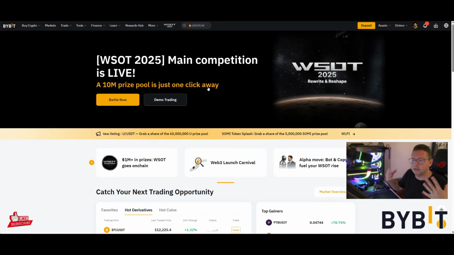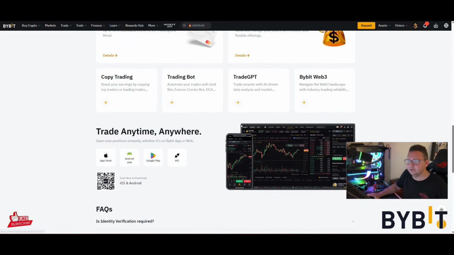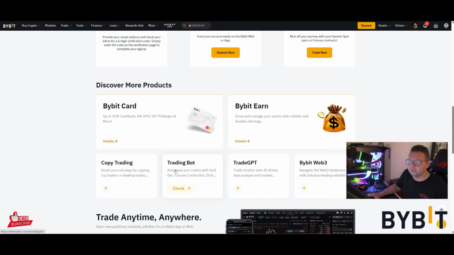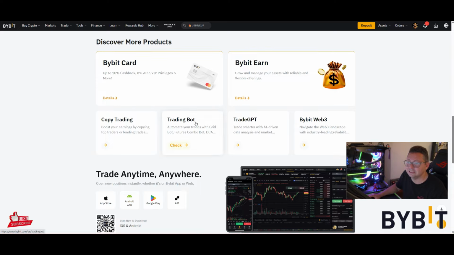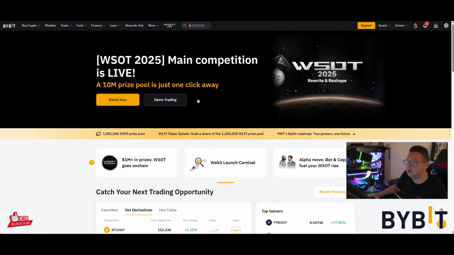Usually on the main website, you have a nice overview of everything that is important in the crypto space, basically what you can do on the exchange. You can use the Bybit Earn feature, for example, to get passive income and stake your coins. You can get a Bybit card, a debit card that you can top up with cryptos and spend in your daily life. You can set up trading bots. You have copy trading features and so on. So you have a nice overview here on the main website.